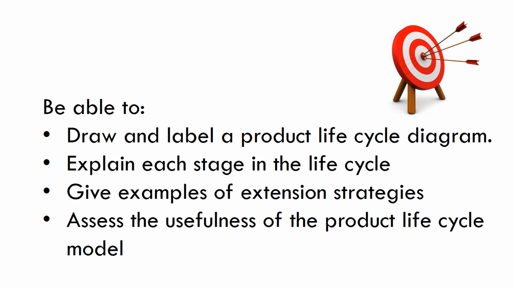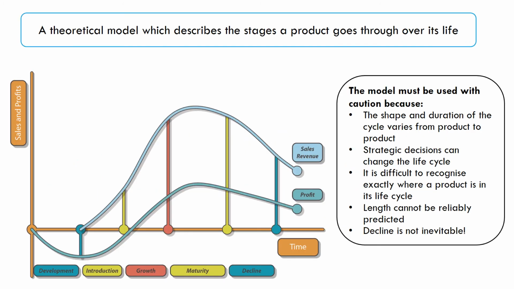So in this video, we've looked at the product lifecycle diagram, we've looked at the stages, and we've looked at some examples of extension strategies. Now, why is it useful, this model? Is because if we can understand the shape and duration of the cycle, we can better understand how we should be marketing or how we should be changing the marketing mix for a product.